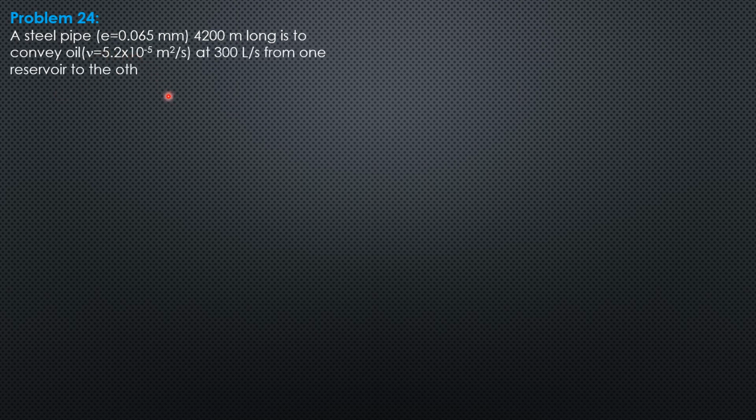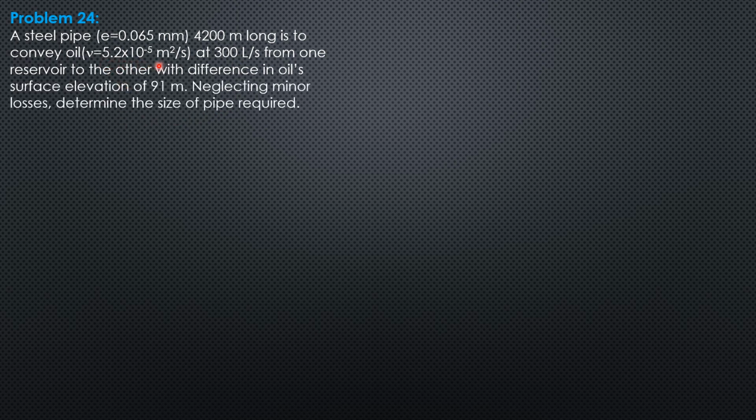Example 24 on pipe friction in turbulent flow. A steel pipe with absolute roughness 0.065 mm, 4,200 meters long, is to convey oil with kinematic viscosity 5.2 times 10 to the negative 5 square meter per second at 300 liters per second from one reservoir to the other, with difference in oil surface elevation of 91 meters. Neglecting minor losses, determine the size of pipe required.